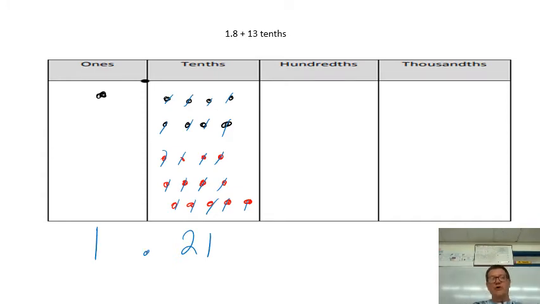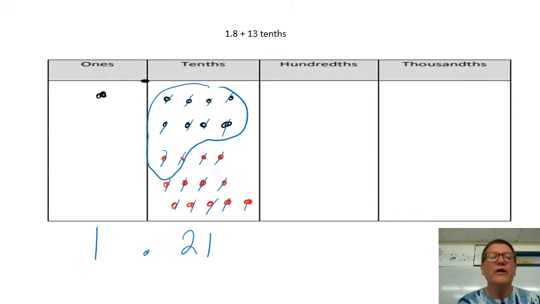Now, can I put 2 of them in one place value? No. So what happened here is we have 10 tenths right here, which equals 1 whole. We have another 6, 7, 8, 9, 10 tenths, which equals another whole.